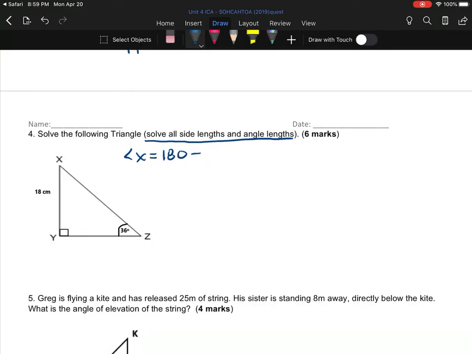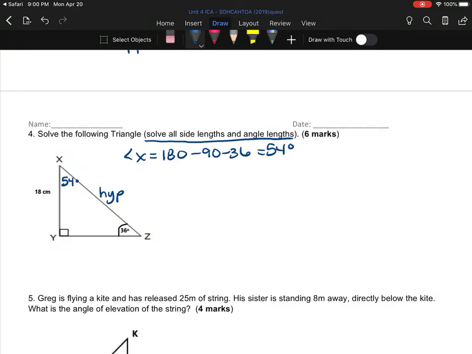Okay, so angle X, you can simply do 180 minus 90 minus 36. So that's 54. I would go write it in your triangle so that you know. You can label the hypotenuse, which we need to look for. So if you want to do that one first, so now we have this 18.